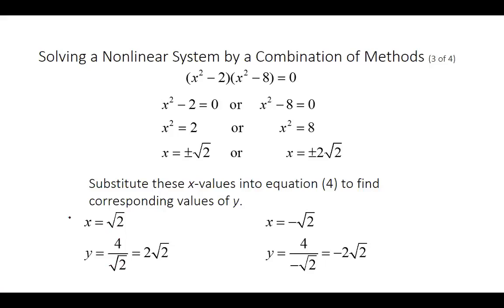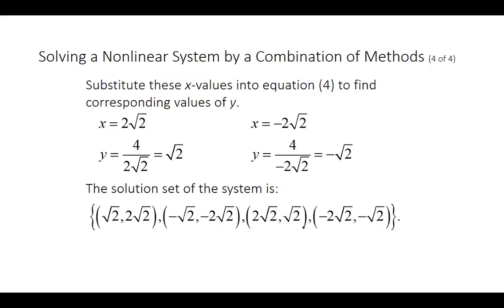So when x equal to radical 2, y would be equal to 4 over radical 2, which is 2 radical 2. When x equal to minus radical 2, y would be equal to 4 over minus radical 2, which is equal to negative 2 radical 2. So here would be my 4 points of intersection. When x equal to 2 radical 2, y would be equal to radical 2. If x equal to negative 2 radical 2, y would be equal to minus radical 2. So we get 4 points of intersection. If you graph this, you can see all these points of intersection would make a lot more sense also.